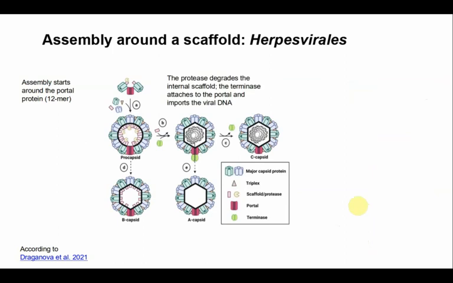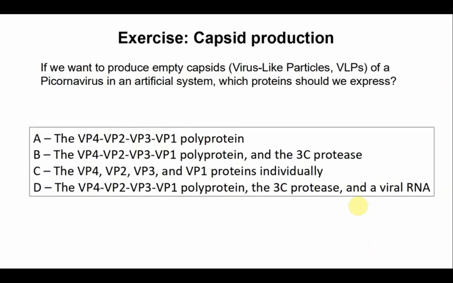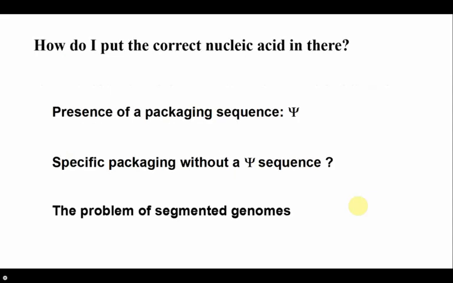So in fact, people who do this, this is the way it works. You have one plasmid that codes for the polyprotein, one plasmid for the protease, and it's enough. But you can't just use the capsid proteins on their own. They can't associate spontaneously. Okay, so that's how capsids are formed.